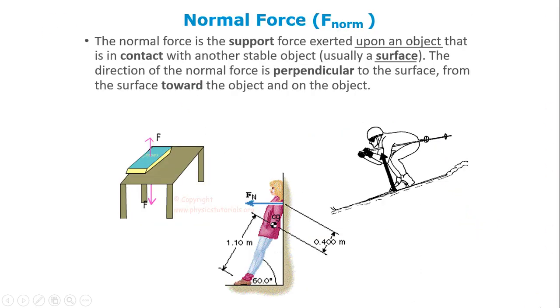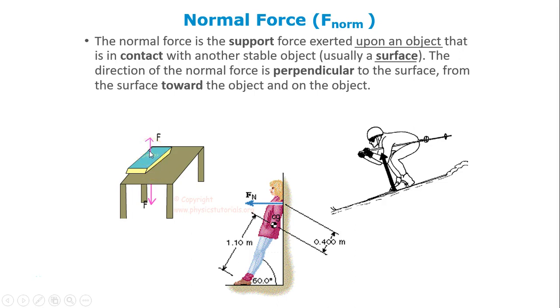The next force is normal force. What is a normal force? Normal force is a support force. Normal force is a contact force, so it has to touch. It has to touch usually a surface, so the surface can support the object. For example, a table, this looks like a block of wood on the table. The table is supporting the block of wood.